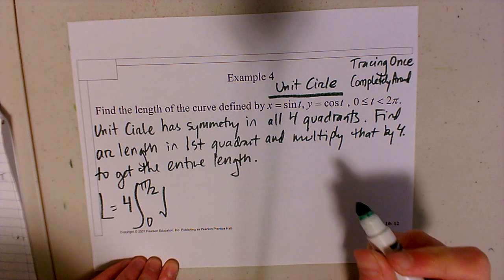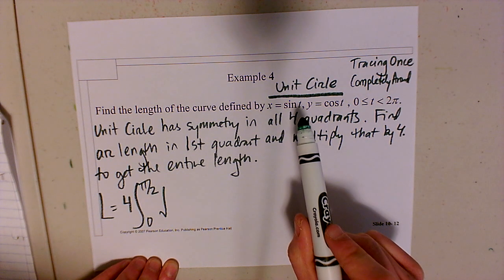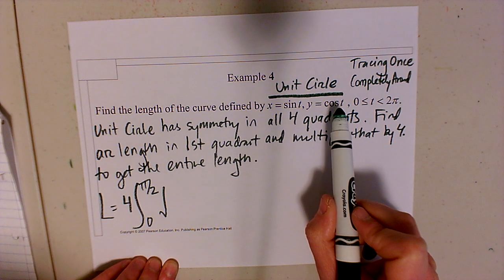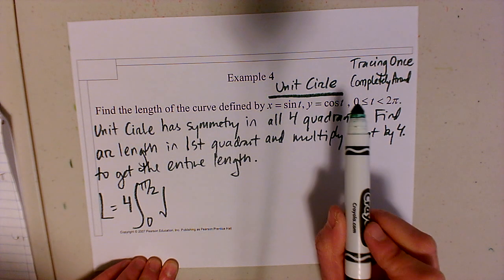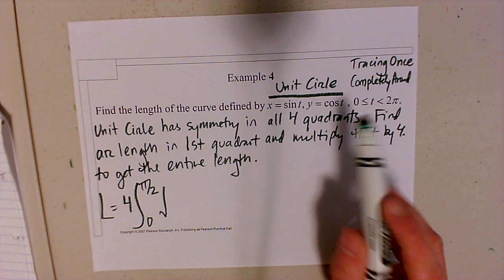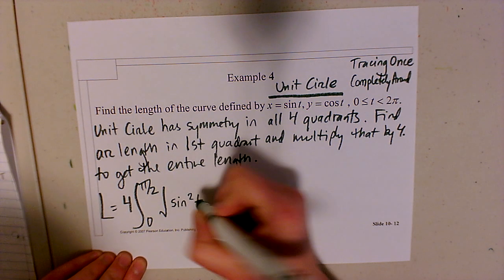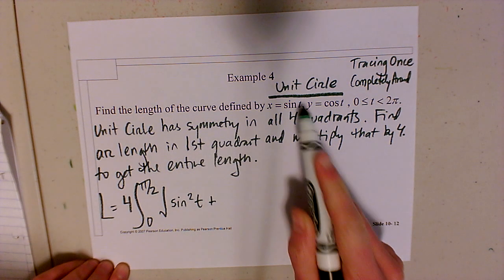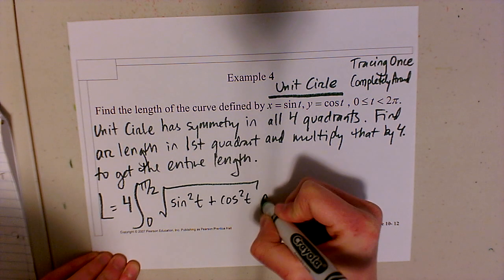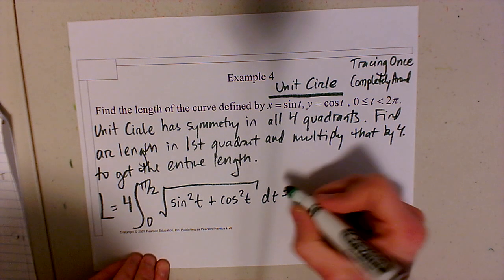And then the square root, well, the derivative, if we've got dy dt, our y function is cosine, so the derivative of that is negative sine, but then if you square that, that becomes positive. So you'll have sine squared t. And then the derivative of sine is cosine, and we square that, plus cosine squared t, dt. Now this is a nice one because this is going to work out so easily.